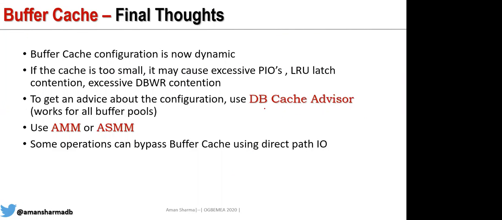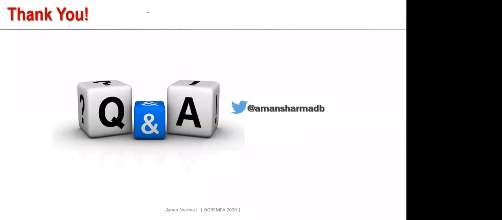We have the DB cache advisor to talk about the size in case required. From 10% to 200% of the buffer cache, the size can be recommended, or we can use AMM or ASMM. ASMM is 10g or before. AMM is much better. As I mentioned, if you can bypass the buffer cache, for example using direct path IO, it's going to be better. So that concludes the session. I think barely on time.